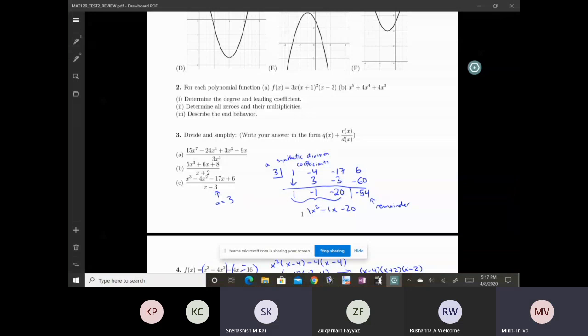Mm-hmm. And then, I guess the number in the numerator is the one that you divide with. So when you set up the coefficients, you have to be careful if there's missing terms. So if you look at B, the first term is x cubed, and then the term after that is an x term. So that means that B is missing an x squared. And so when it's missing a term, you put a 0 there.